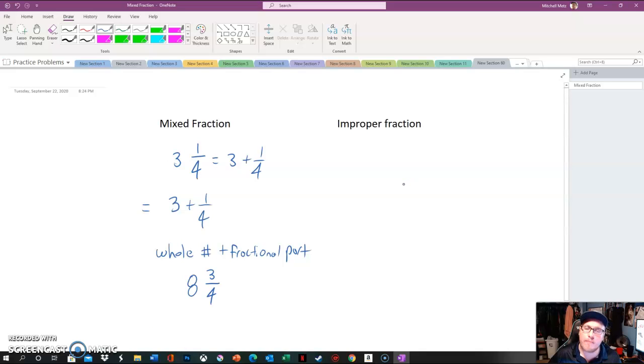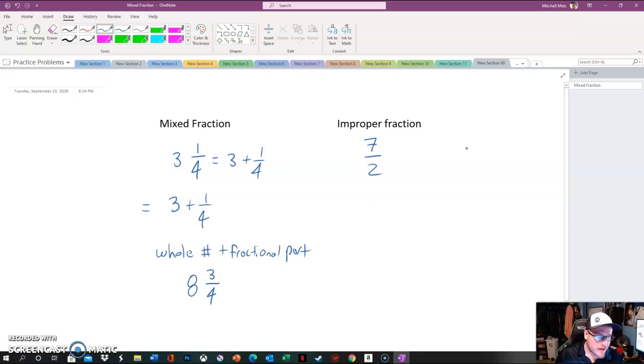Now let's do an improper fraction. An improper fraction is just a fraction that has a numerator, or the top number, which is bigger than the bottom number. So that's called improper. That's not the correct way we write fractions normally. So for instance, 7/2. 7, which is in the numerator, is greater than 2, which is in the denominator. So this is considered an improper fraction.